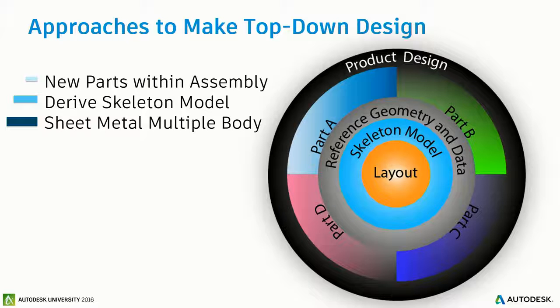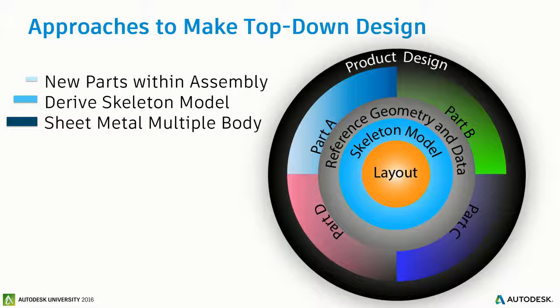So currently, we have 3 usually used top-down design approaches. It's approaches to achieve top-down design, right? So the first one is to new a part within assembly. This is the most basic one, where you just new an assembly, import the skeleton model, and create other new parts based on the reference on the skeleton models.